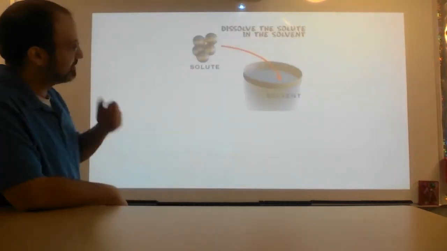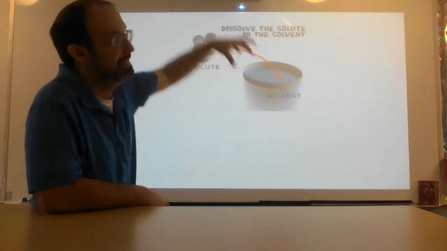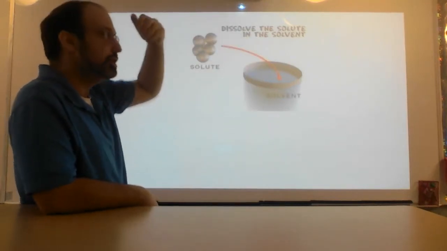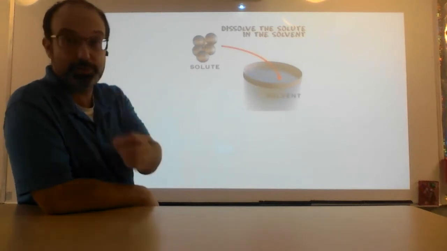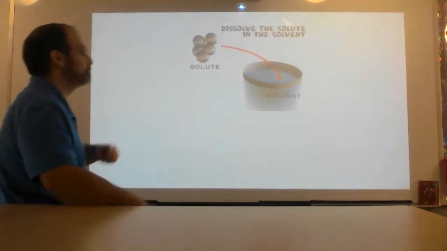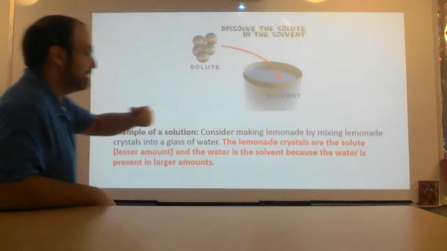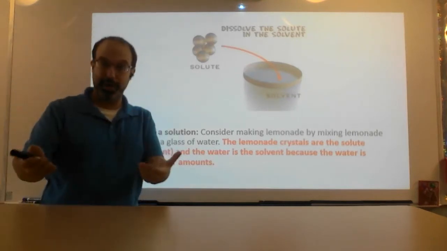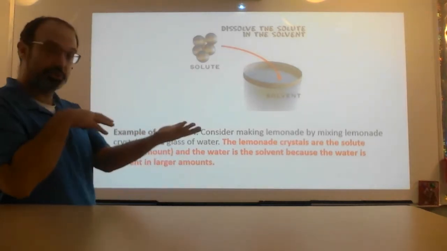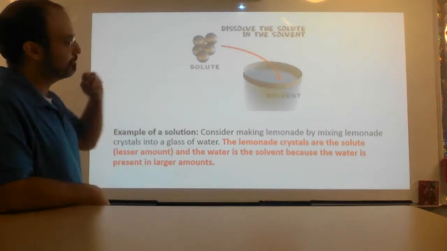So here's a picture of it. The solvent, in this case, is water, and the solute is something I'm putting into the water. So sugar in water, for example, or soda pop syrup put in water, would be examples. So consider making a lemonade. You mix the lemonade crystals into a glass of water. I'm assuming you're making packaged lemonade, not fresh lemonade with actual lemons, but if you had a packaged powdered drink mix, you would take that and put it in the water.